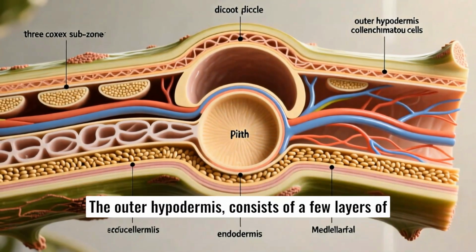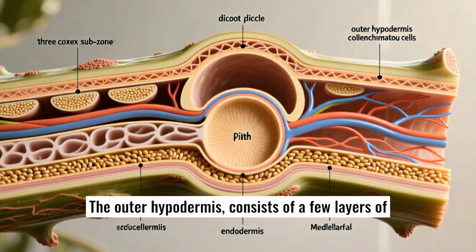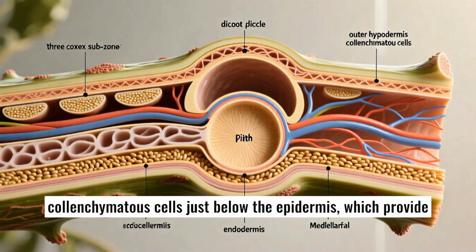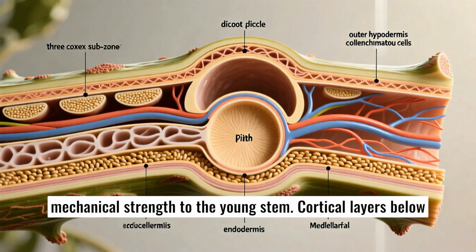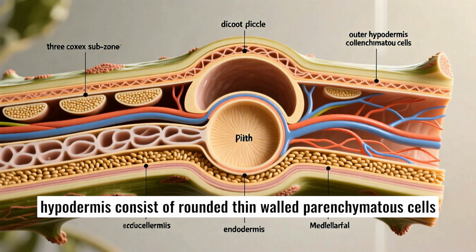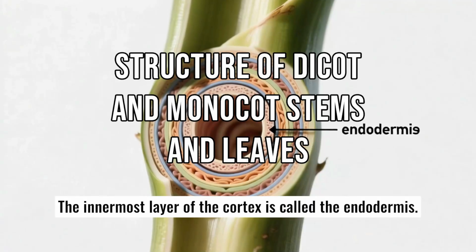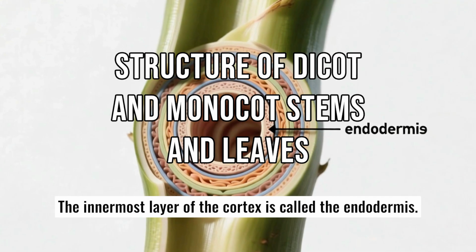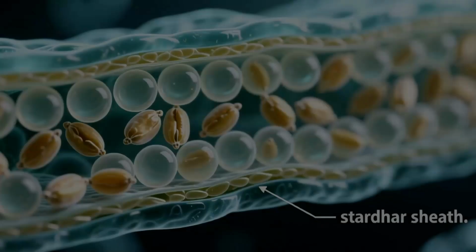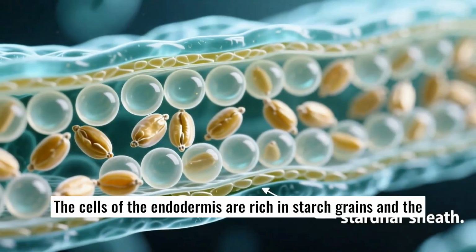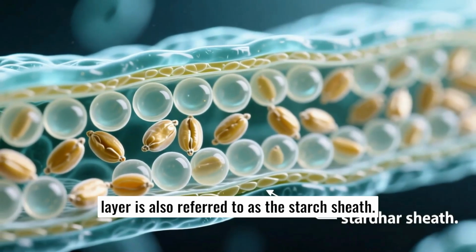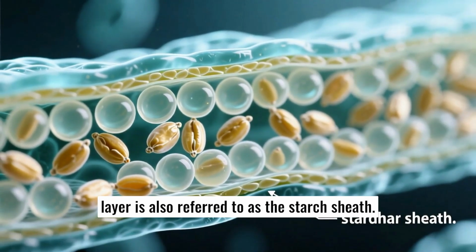The outer hypodermis consists of a few layers of collenchymatous cells just below the epidermis, which provide mechanical strength to the young stem. Cortical layers below hypodermis consist of rounded thin-walled parenchymatous cells with conspicuous intercellular spaces. The innermost layer of the cortex is called the endodermis. The cells of the endodermis are rich in starch grains, and the layer is also referred to as the starch sheath.